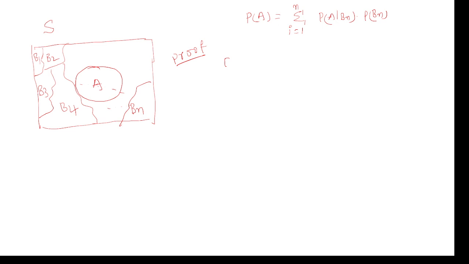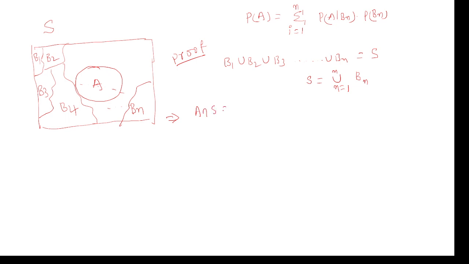B1 union B2 union B3, all union up to Bn, is equal to the sample space S. Because all are mutually exclusive, there are no common elements between B1 and B2. So S can also be written as S is equal to the union of n equal 1 to n Bn.